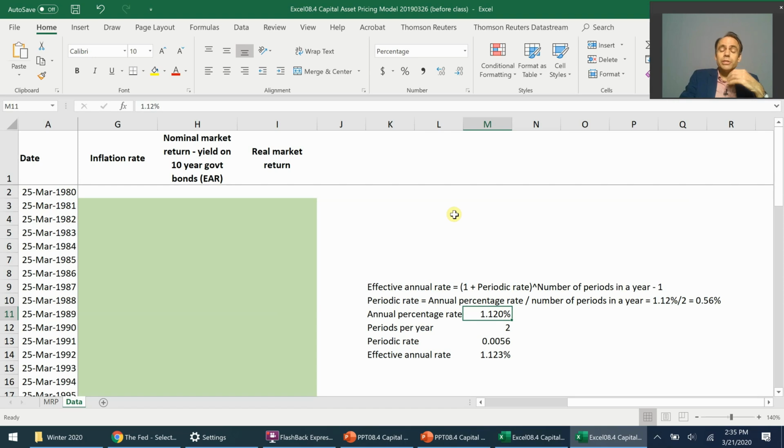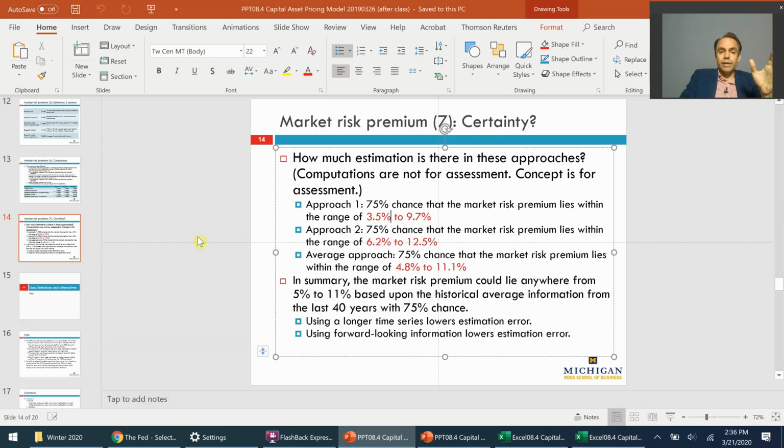So if we were doing this computation today, our estimate of the risk-free rate would be 1.123% based upon 10-year government bonds. The reason 10-year government bonds are so commonly used is for comparability over time and across countries, because most countries in developed markets are issuing bonds of at least 10 years to maturity, but not every country is going to be issuing 20 or 30-year government debt. There's also a very long time series of these computations for 10-year government debt. So that's our first computation.